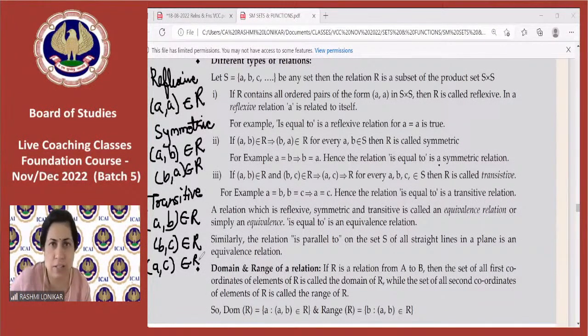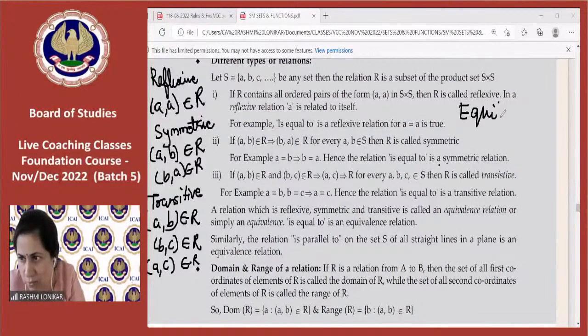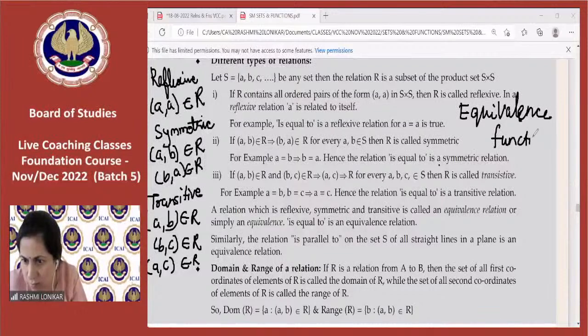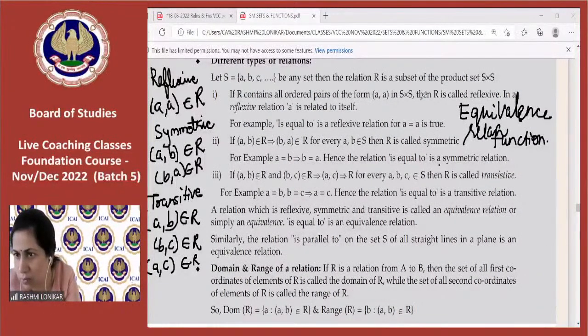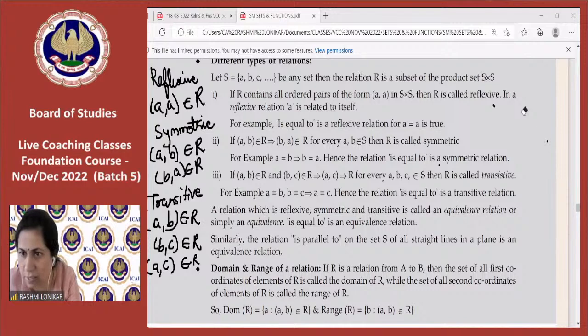When all these three conditions are satisfied, that is (A, A) also belongs to R, (A, B) belongs to R, (B, A) also belongs to R, then (A, B) belongs to R, (B, C) belongs to R, and (A, C) also belongs to R, then we say that this is an equivalence relation. So we say that the relation is equivalence. Okay.